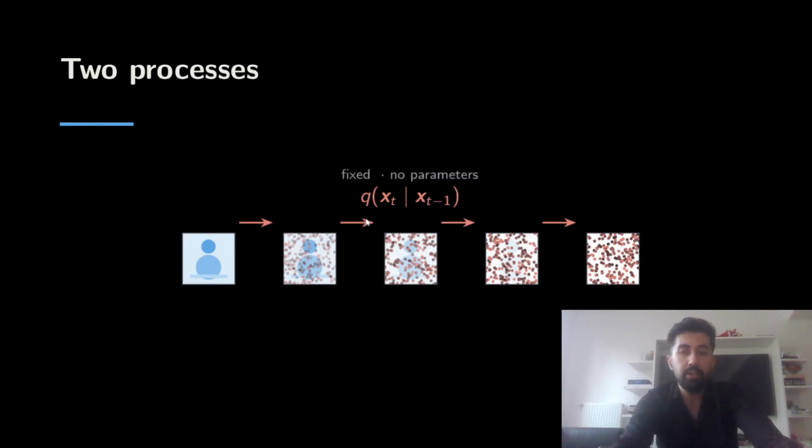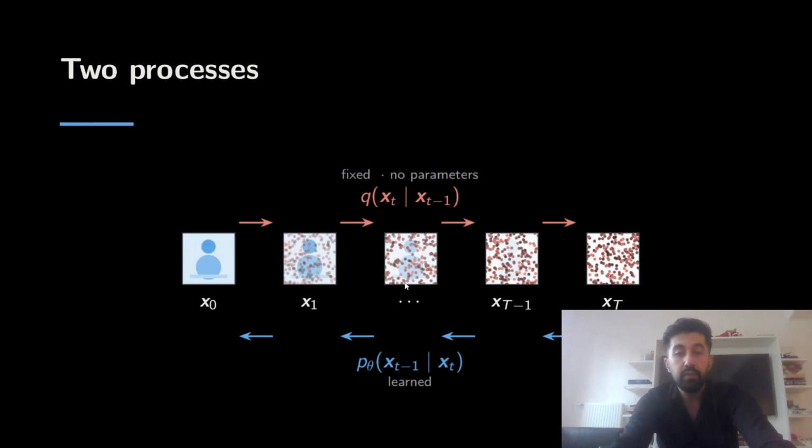It has no parameters, no neural networks. Basically, we're just adding noise bit by bit. However, going from right to left is a difficult task. And here, as you can see, we note it as p theta of xt minus 1 given xt.